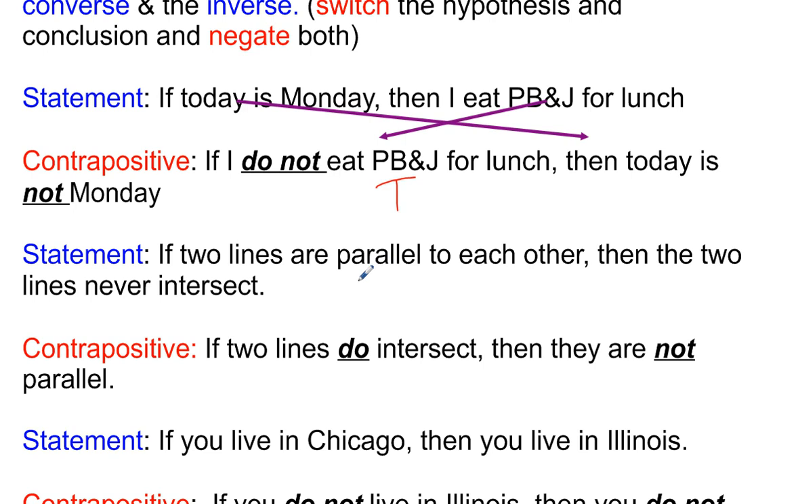Let's take a look at the next one. So we saw that the statement, if two lines are parallel to each other, then they never intersect. We know that this statement is true. That is the definition of parallel lines. The contrapositive is, if two lines do intersect, then they are not parallel. Well, if two lines do intersect, could they possibly be parallel? No, they can't be parallel, because if they were parallel, they would not be intersecting. So it looks like this contrapositive is also true.